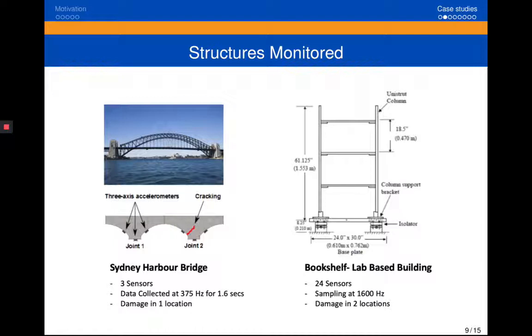And the other set of experiments we have conducted considers a bookshelf-based structure. It's a lab-based building which consists of 24 sensors, and each floor has 8 sensors, spread across different corners of the floor. The data is sampled here at 1600 hertz, and the damage is introduced at 2 locations by slightly loosening the bolts at 2 different locations. Well, this is a simulated structure which could as well be monitored within laboratory conditions.